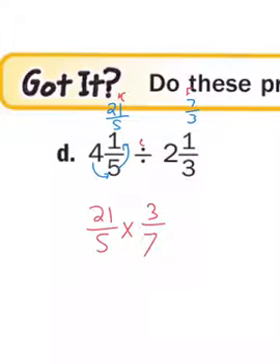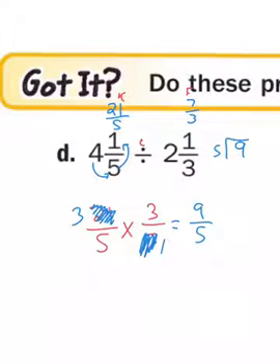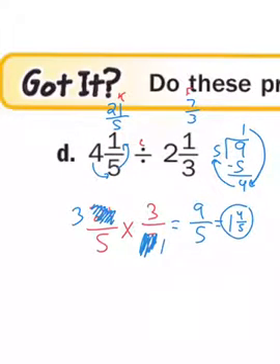Did you get the bow tie reducing in this one? Because 7 goes into itself once, and 7 goes into 21 3 times. Which gives me 9/5. And I'm going to do 9 divided by 5, which is 1 and 4/5. So if you had 1 4/5, you got it right.